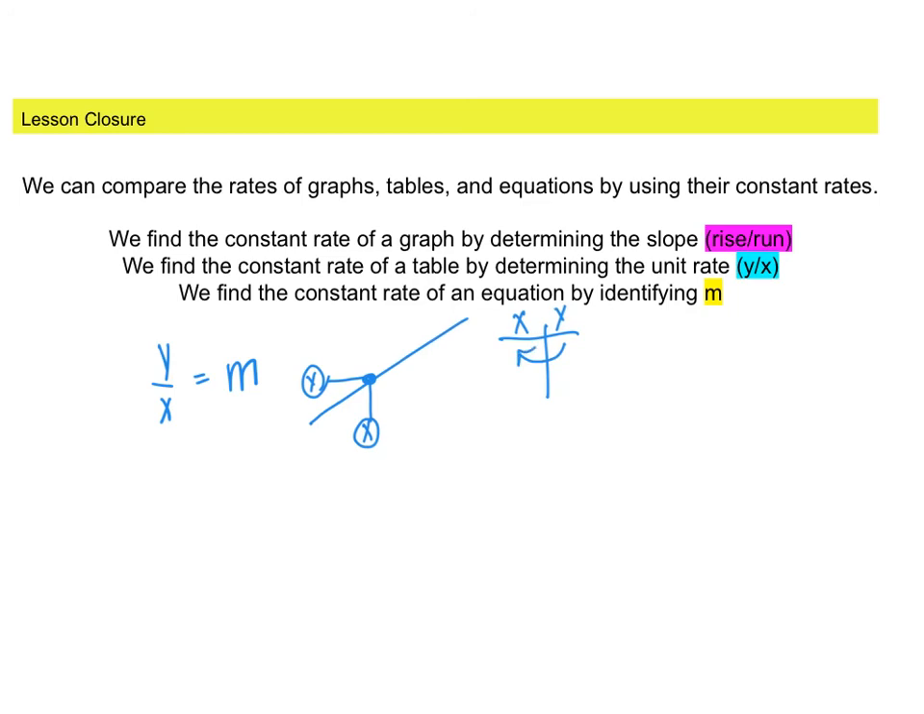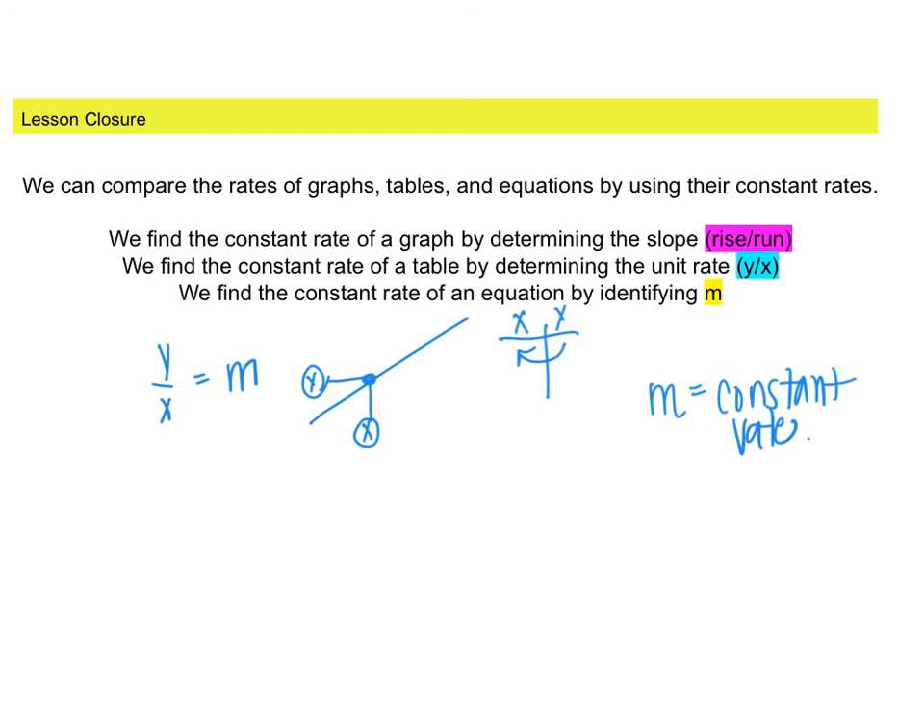And then in an equation, we usually are writing these equations for this lesson, but that is just our m. Whatever our m is, whatever our slope is, that is our constant rate. A couple things I want to remind you of. Constant rate is the same thing as slope. It's the same thing as unit rate, and it's the same thing as constant of proportionality. So it's the same thing that all goes by different names. Okay? If you're feeling confident with this, please move forward to the exit ticket.